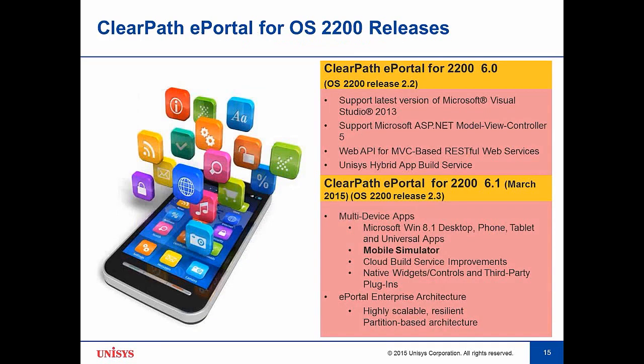In this release, we've added several key features that you can see on the slide, but I do want to focus on the Unisys Hybrid App Build Service. The Unisys Hybrid App Build Service, which is based on Apache Cordova open source project, is a cloud-based mobile application build service that allows you to submit your HTML, CSS, and JavaScript project assets to the Unisys hosted build service and receive installable applications for your targeted devices from within Microsoft Visual Studios.